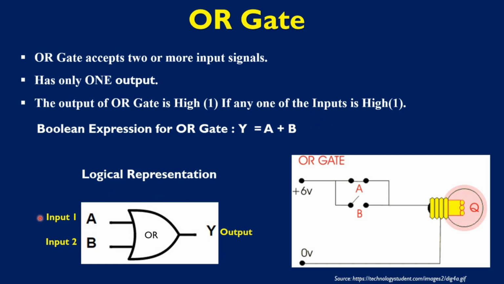This is the logical representation or logical symbol of the OR gate. This is a two input OR gate. A and B are two inputs and Y will be the output.